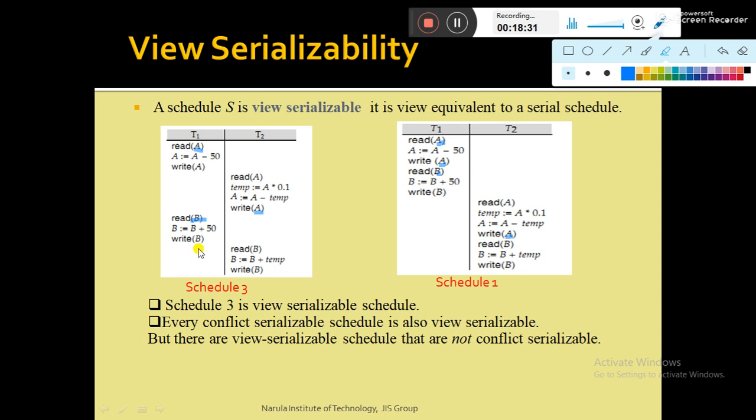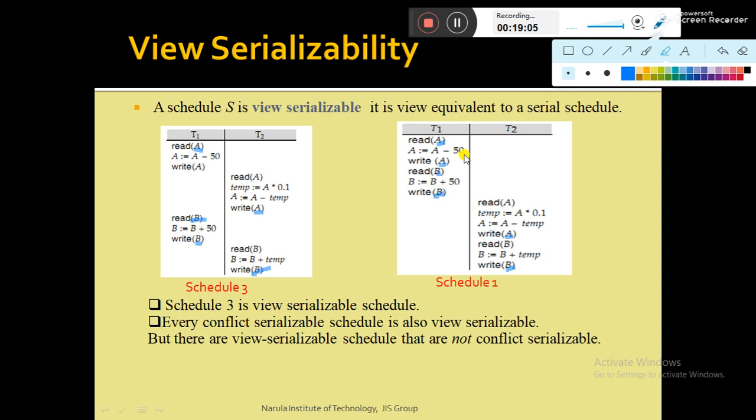So which one performs the final write B operation? This is the write B, but not the final one. This is the final write B operation performed by T2. So we have to check it here. This is the write B operation by T1, but not the final write operation. Ultimately, transaction T2 performs the final write operation on B. So in both the schedules, the data item B was finally written by transaction T2. So condition 3 is also satisfied.